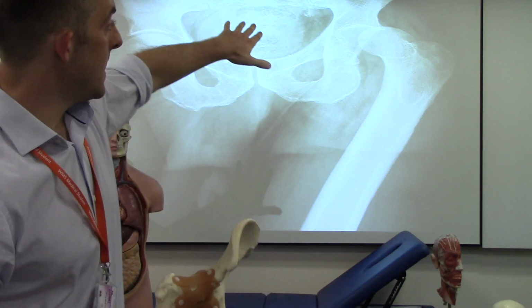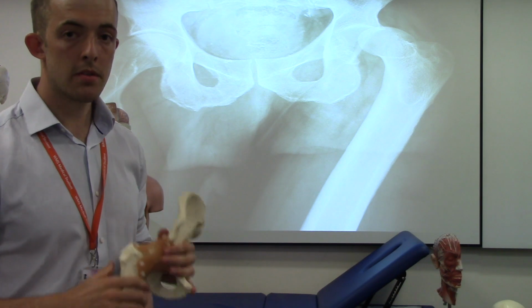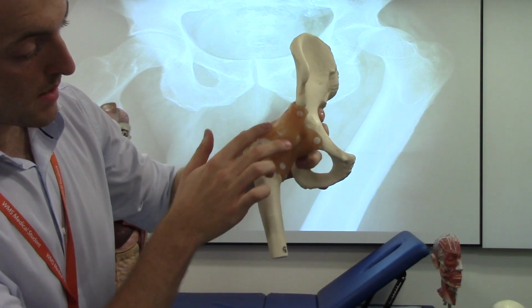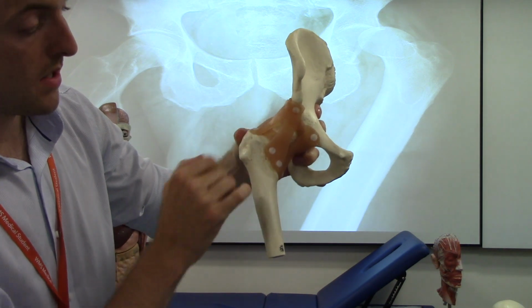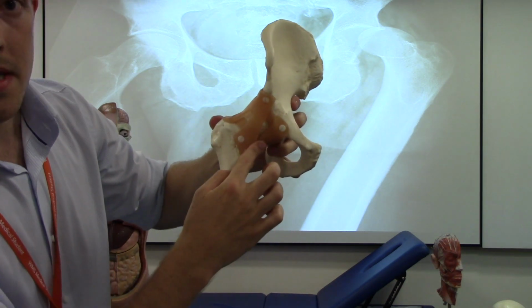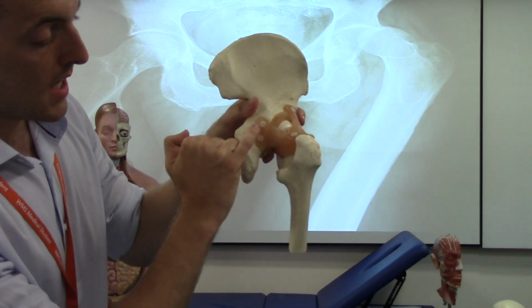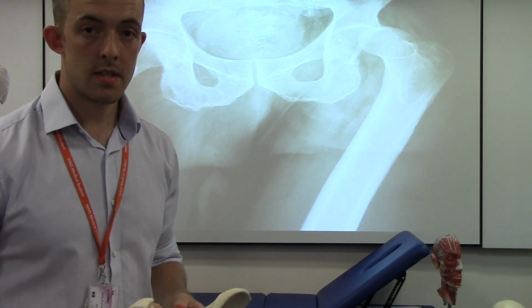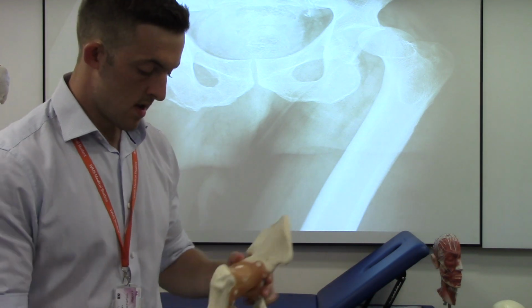The reason that we see a lot of posterior hip dislocations is there's 2 ligaments here. This is one, but it's bifurcated, which means split into 2. So 2 ligaments at the front, only 1 ligament posteriorly. So that's why you see more posterior hip dislocations.